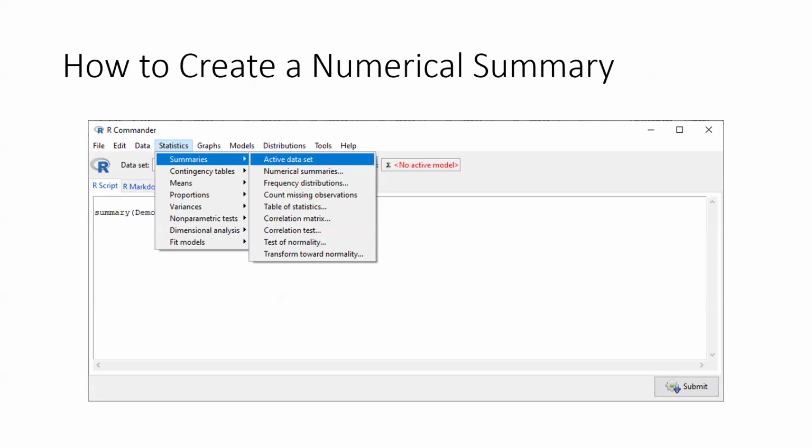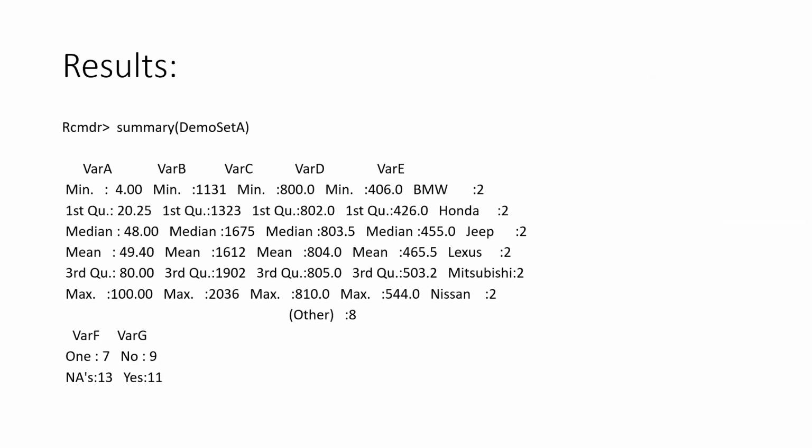So if we wanted to create a numerical summary, this is how we would perform that particular task. We would go to Statistics within the RCommander menu interface. We would select Summaries and Active Data Set. This will then, in our log, provide us with this output here. And this is a summary of each of the variables contained within the data set.